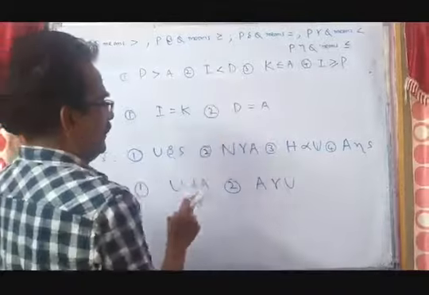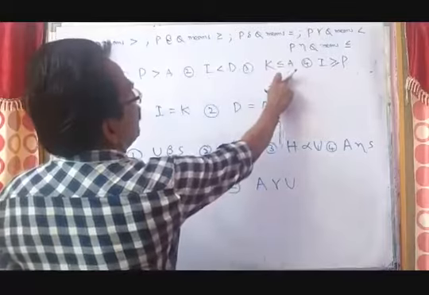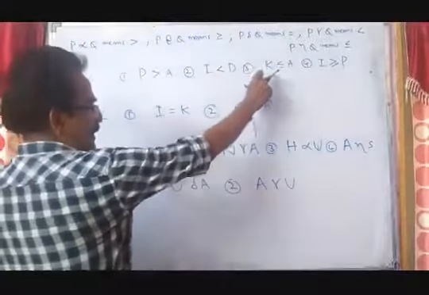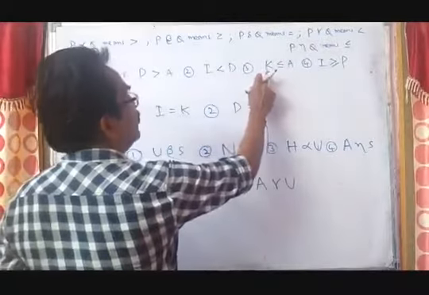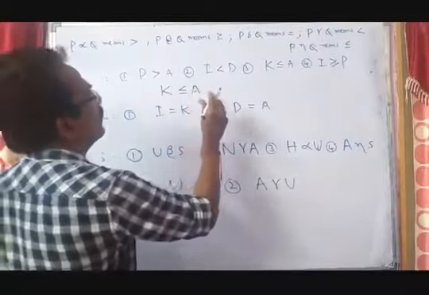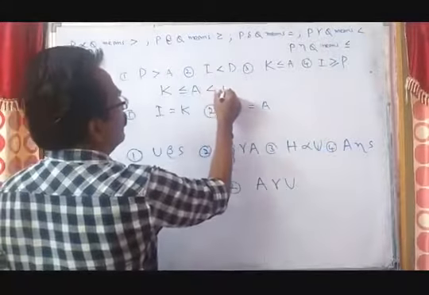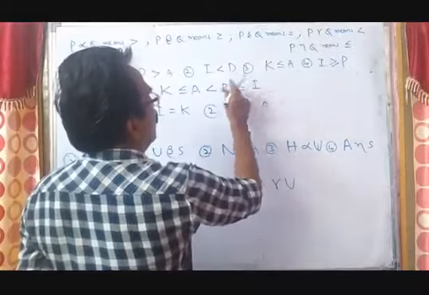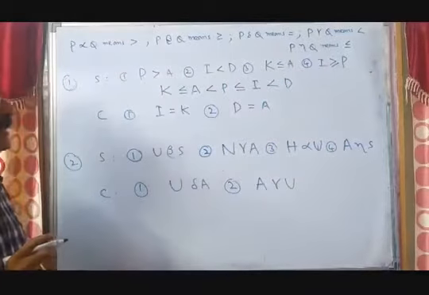Here let us write the statement. Only two P's are there, two A's are there, two I's are there. One K is there and one D is there in the entire four statements. Let us begin with K. K less than or equal to A, A less than P, P less than or equal to I, I less than D. This is the statement line.